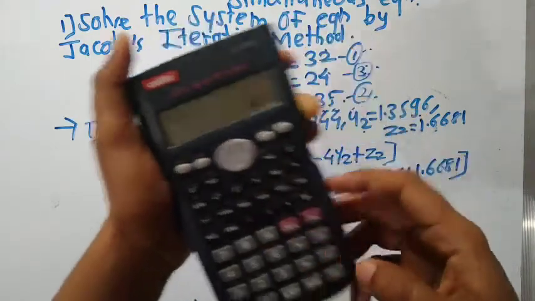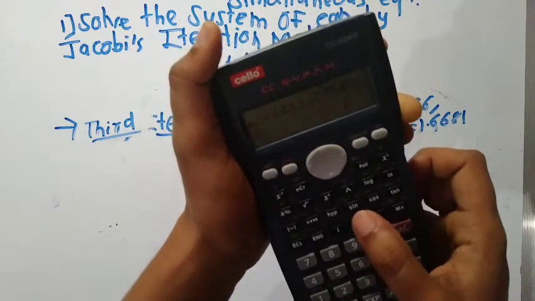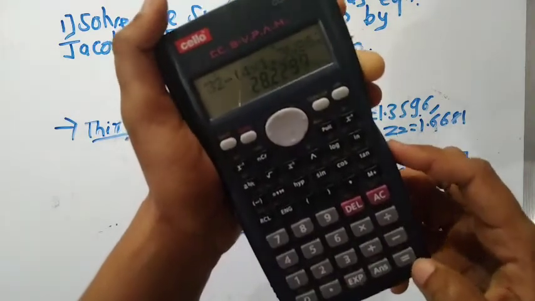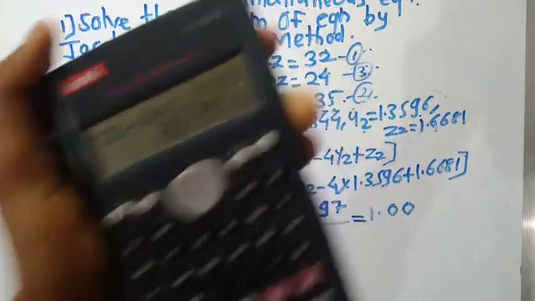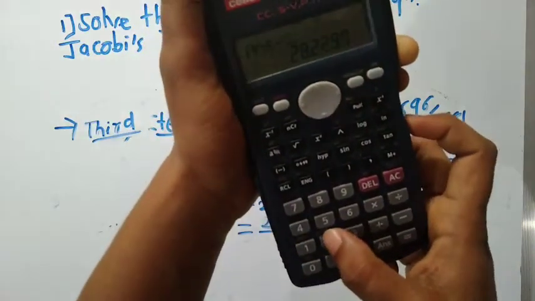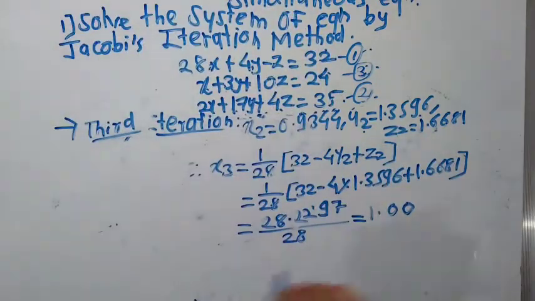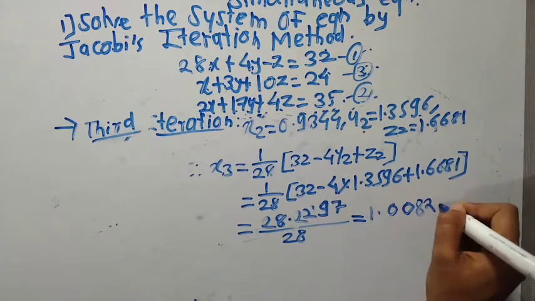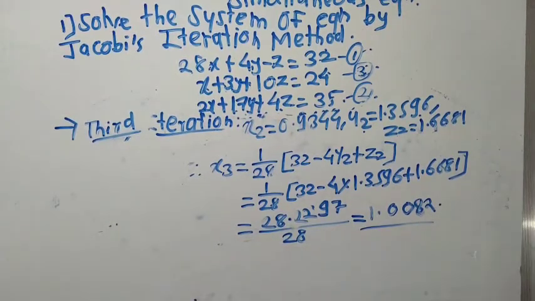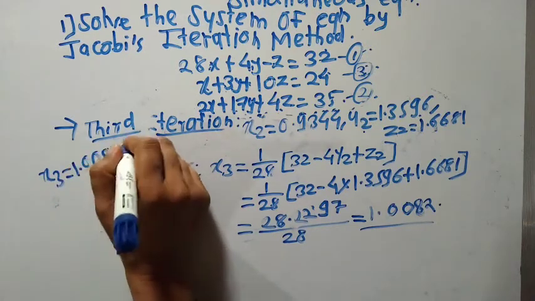Here 32 minus 4 into 1.3596 plus 1.6681, which is equal to 28.2297, divided by 28, which is equal to 1.0082. These are the x3. x3 is equal to 1.0082.